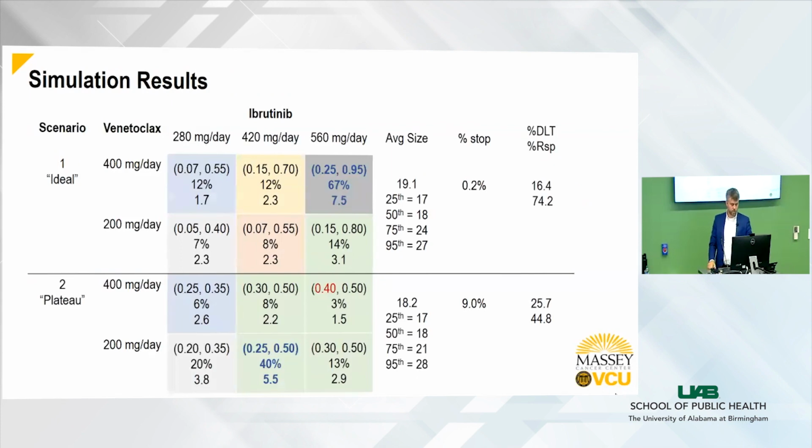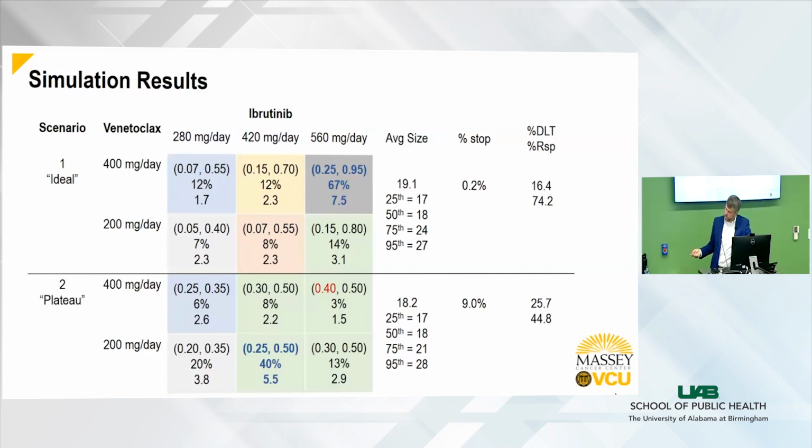Okay, so a few more slides here, then we'll wrap up. This is just a snapshot of simulation results for how this behaves. Again, we put a lot more in the protocol that showed this. So in this sort of ideal situation in which everything's safe and this upper combination has a really high response rate at 2 months, you see we're able to find that dose 67% of the time with an average sample size of 19.1 patients.